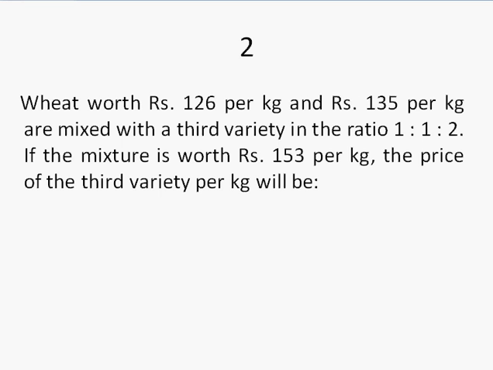The question says: wheat worth rupees 126 per kg and rupees 135 per kg are mixed with a third variety in the ratio 1:1:2. If the mixture is worth rupees 153 per kg, the price of the third variety per kg will be?